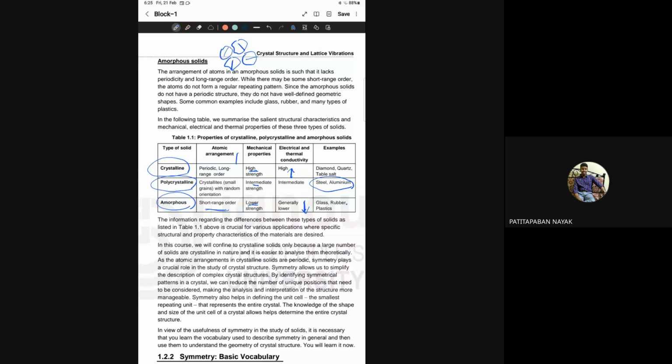Okay. So I'll just switch in between. Let me show you a few diagrams from Charles Kittel. Let me come to that.